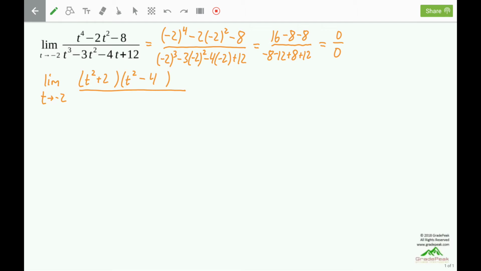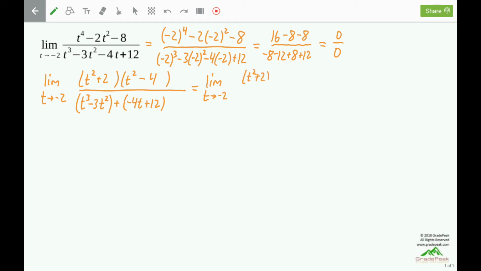Down in the denominator, we actually have a 4-term cubic function, and the only method we have really to factor that is to try the group factoring method. I'm going to group together the t cubed and the minus 3t squared, and then the -4t and the positive 12. Notice I group two pairs with a plus sign between them. Part of the method of factoring that denominator is going to be finding common factors with those grouped pairs.